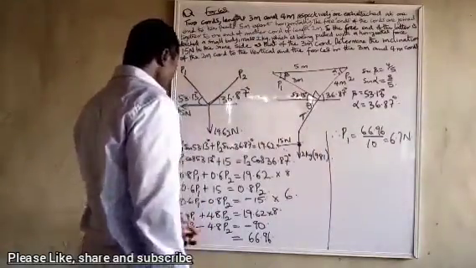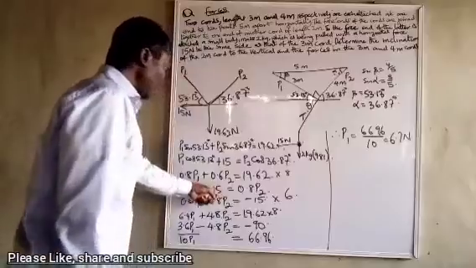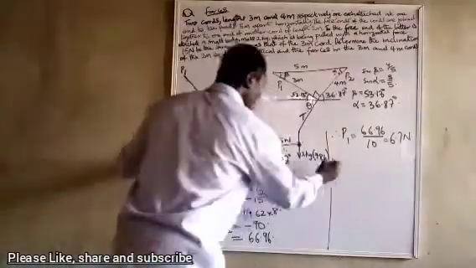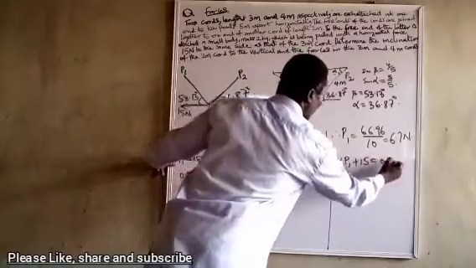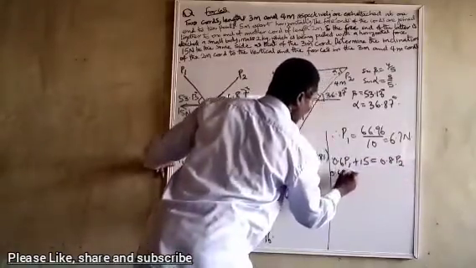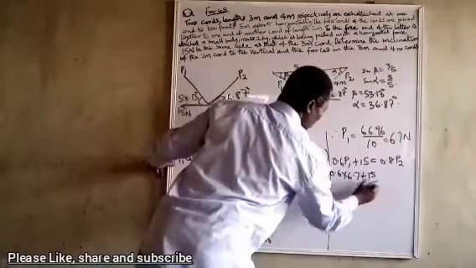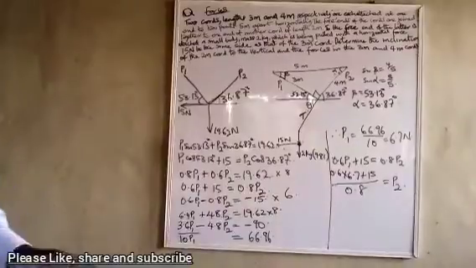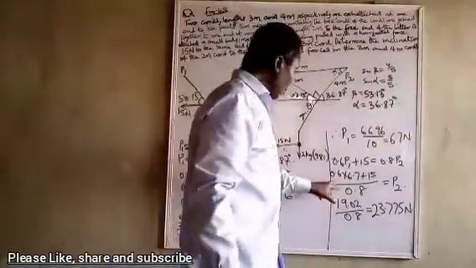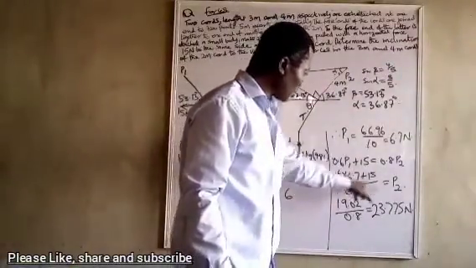Now to find P2, let me go to this equation. Yes. So I multiply this one by 0.6. So I have 0.6 P1 plus 15 is equal to 0.8 P2. So I have 0.6 times 6.7 plus 15 over 0.8 is equal to P2. And let me see. So P2 is equal to 0.6 times 6.7 plus 15 over 0.8.